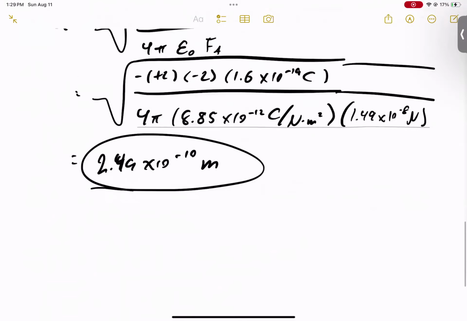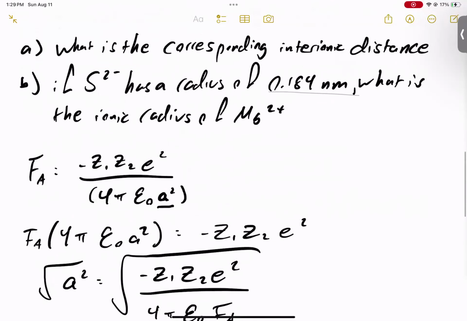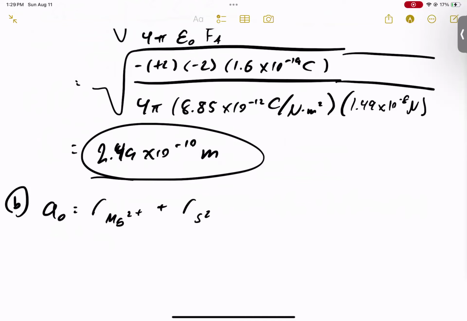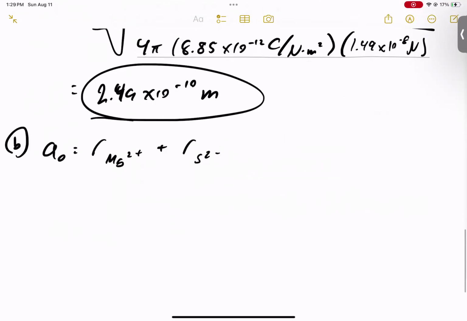And now on to part B. Let me just label this A over here. Going on to part B, well, the interionic distance is essentially the ionic radius of Mg2+ plus the ionic radius of S2-. We know what the ionic radius of S2- is, which we are given to be 0.184 nanometers. So then it's just a matter of plugging in the things that we know to figure out what we don't know. I'm going to convert this value into nanometers just to keep the units consistent, which is important.